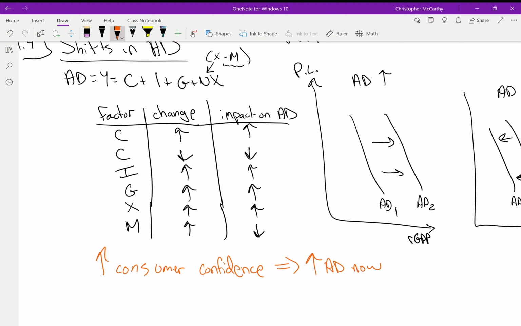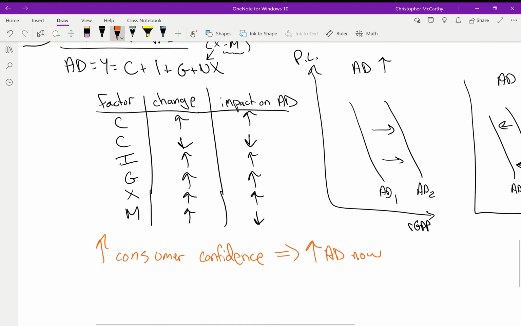If the consumers are confident that the economy is doing well and they're going to have a job, they're going to go and spend their money. But if they're freaking out, like in the pandemic days of COVID, everybody only bought the bare necessities, and that was because consumer confidence was low, and as a result, aggregate demand shrunk.